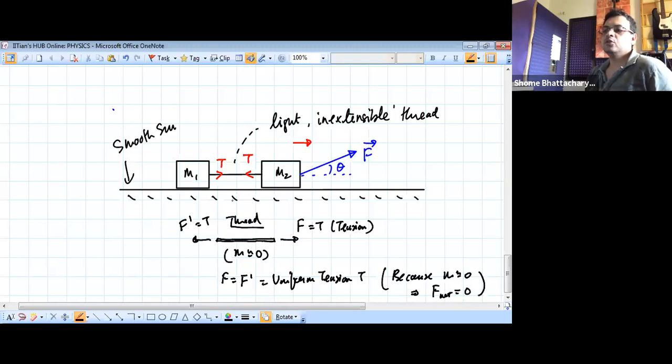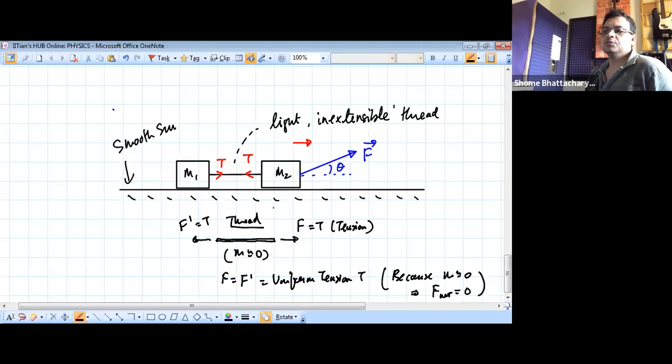Now in this diagram, I'm not showing the tension acting on the thread. I'm showing what action the thread is having on block M2. It is pulling it back with tension T. And what effect it is having on M1, it is pulling it forward with a tensional force T. And why are these two tensions equal? Because the thread is light, so its mass is tending to zero.